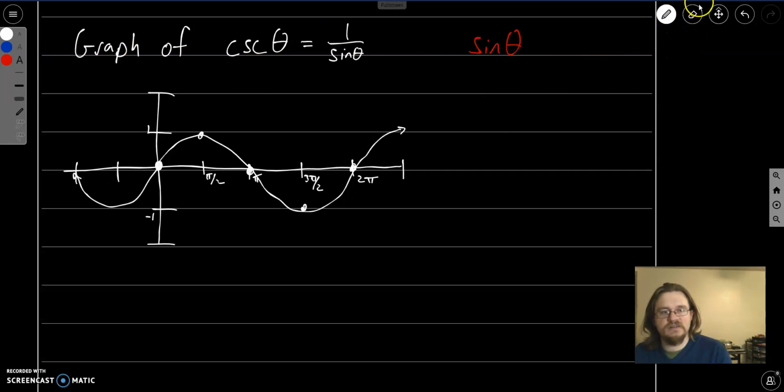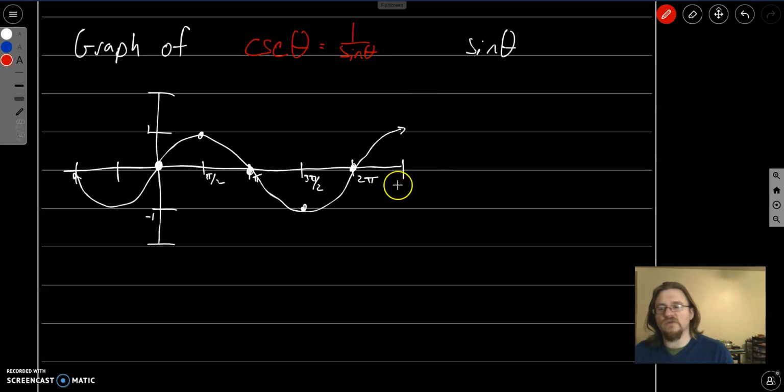Let's say that will be our sine function in white, and our cosecant function will be in red. And it's going to be 1 over the sine. So let's take a few points and think about what happens at the reciprocal.